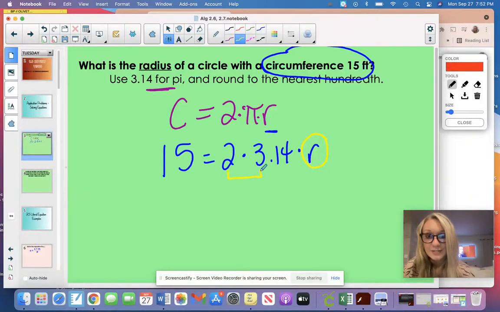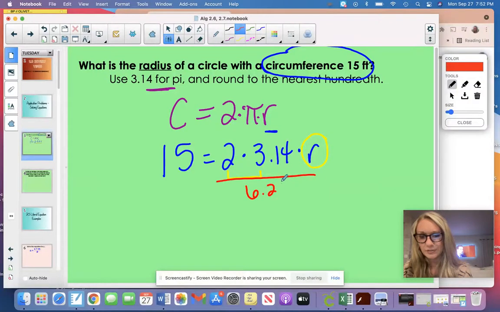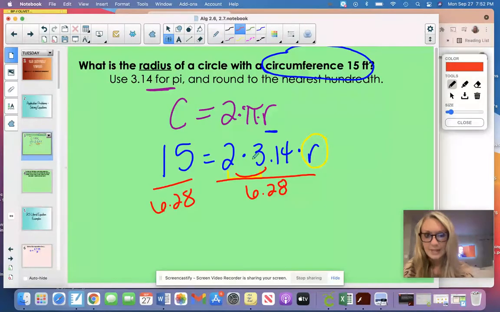Because these two pieces here are being multiplied to r, to isolate r, we have to do the inverse operation, which means that we're going to divide both sides by 2 times 3.14. Now, I just know in my head, and you'll have a calculator too, 2 times 3.14 is 6.28. So if we consolidate these to 6.28, and then these cancel, you're left with r. And then on your calculator, you'll do 15 divided by 6.28. I do not have my calculator nor my phone by me, so you go ahead and calculate that.